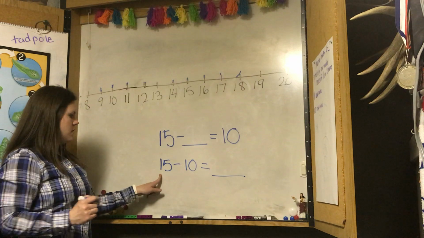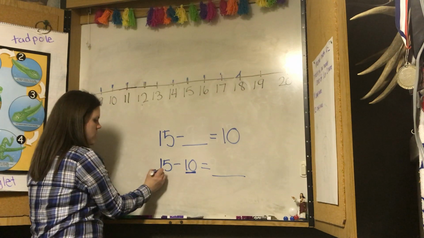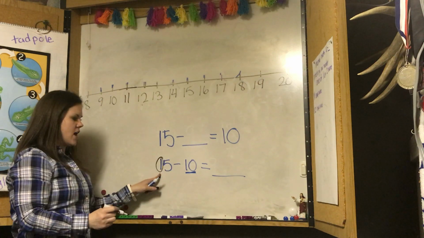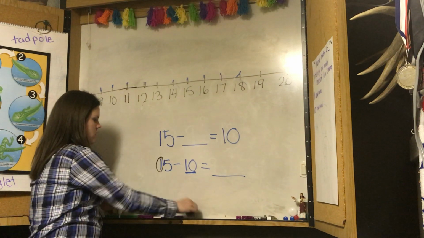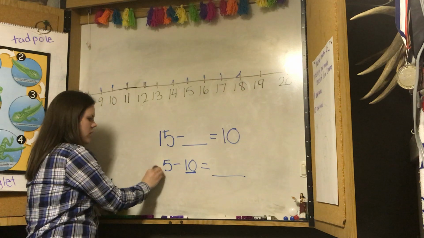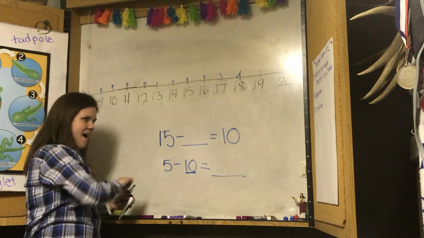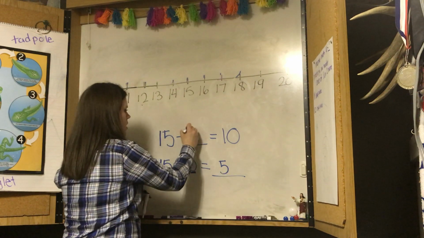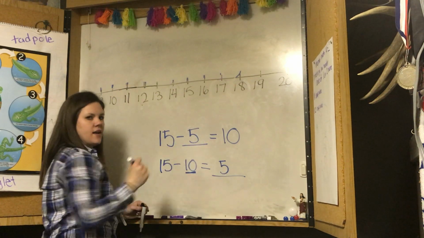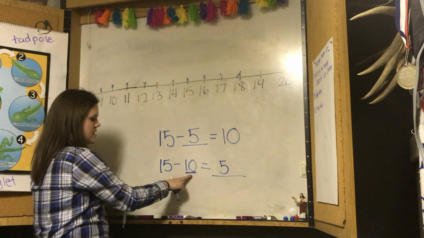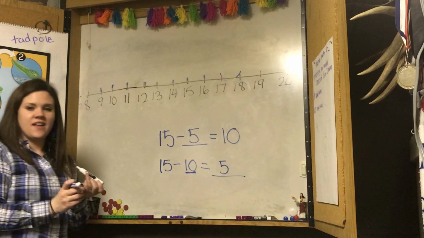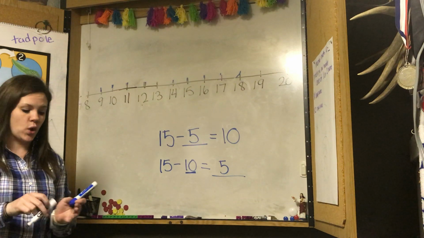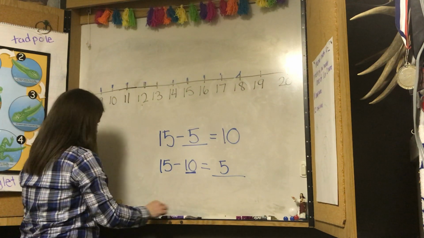well, you know that because this 10 is the value of this, right? So if I take that value away, what am I left with? 5. You're right. But 15 minus 5 equals 10. Does that sound right? 15 minus 10 equals 5. That sure sounds right, but let's make sure it is true.